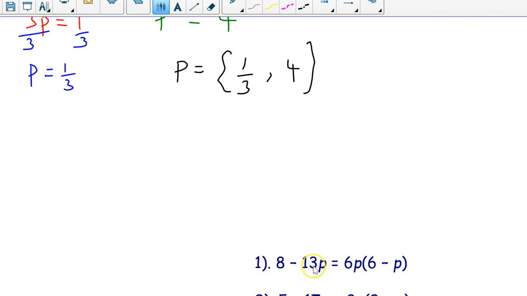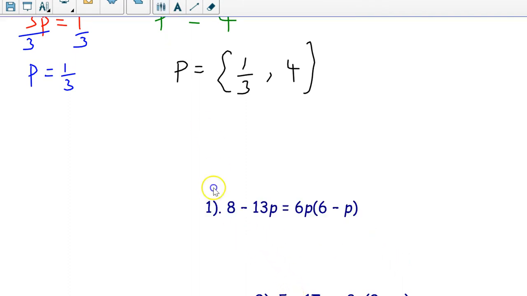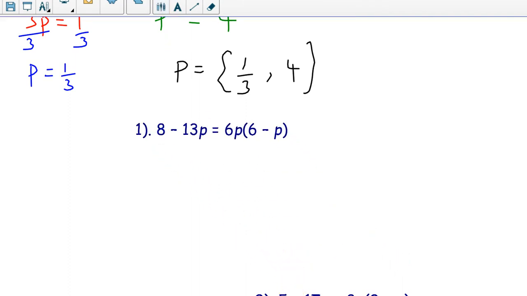Now in this, I have two more problems for you to try. The first one is 8 minus 13P is equal to 6P times 6 minus P. And the second problem is 5 minus 17P is equal to 8P times 3 minus P. Follow the same procedure and try to find the value of this variable P in this. Okay, please try. Thank you.